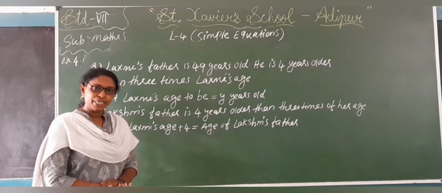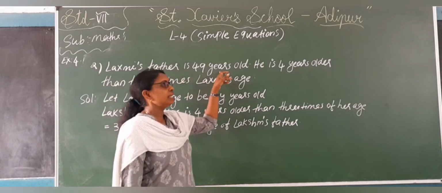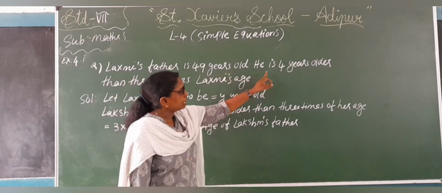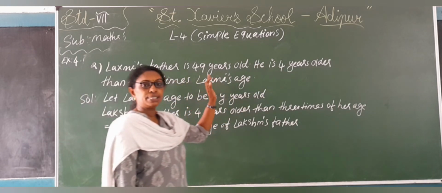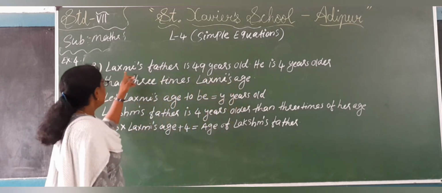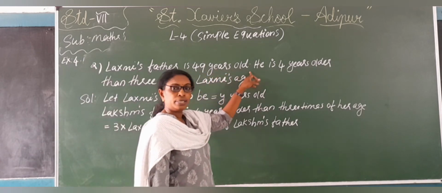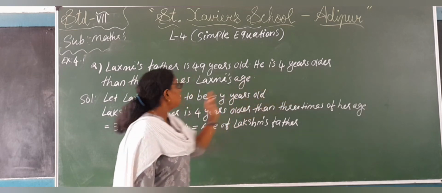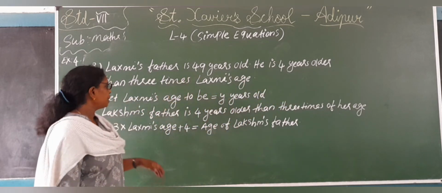Next question. Lakshmi's father is 49 years old. He is 4 years older than 3 times Lakshmi's age.